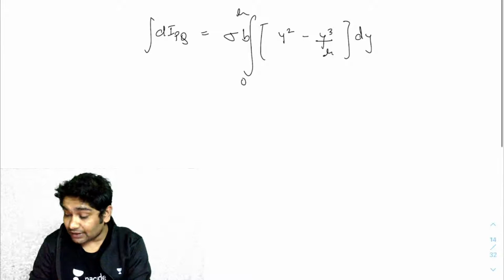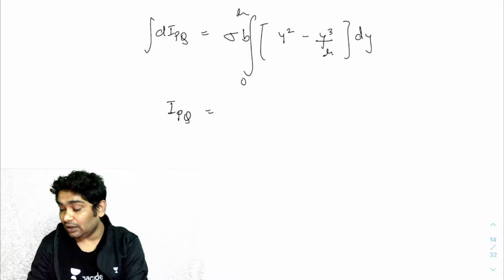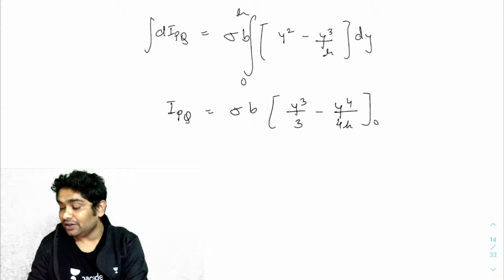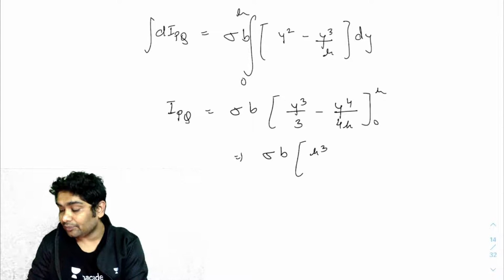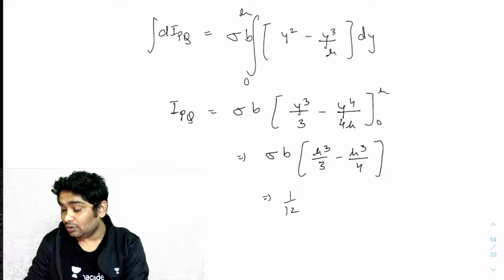All right. So now you will realize when you integrate this, what is I_PQ? I about PQ would be sigma B, and then you would have y cube by 3 minus y to the power 4 by 4h, ranging from 0 to h. So when you substitute these values, what you're getting is sigma B times h cube by 3 minus h cube by 4. So you have 1 by 12 rho B h cube.